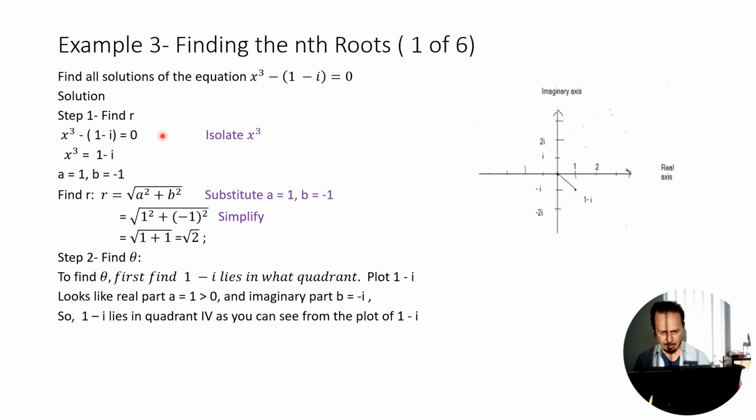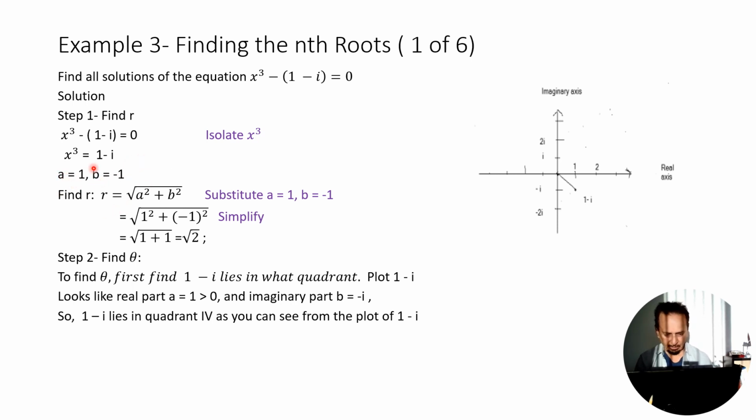Example 3. Find all solutions of the equation x³ − 1 − i = 0. So the first step is to find r. Let's start with the equation x³ − 1 − i = 0. You isolate x³, so you move 1 − i to the right side. Since this is minus, it becomes plus 1 − i. So we have x³ = 1 − i.